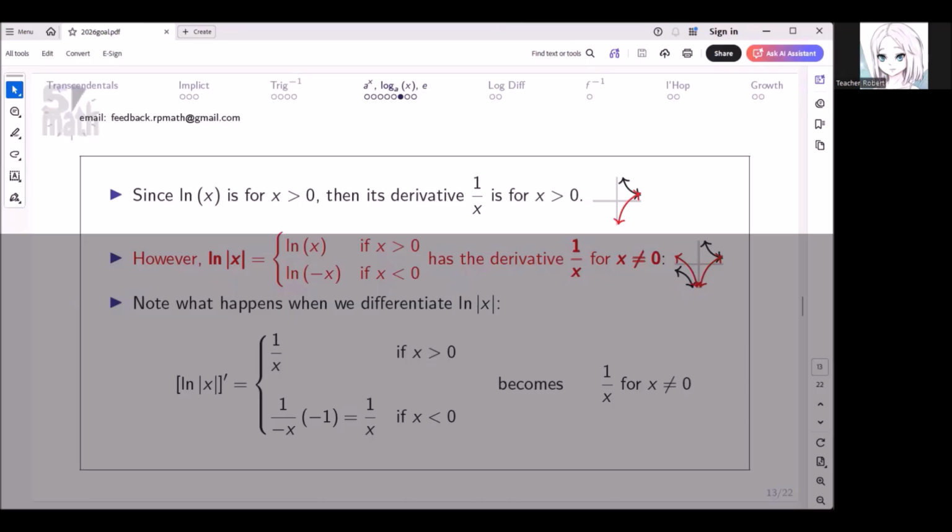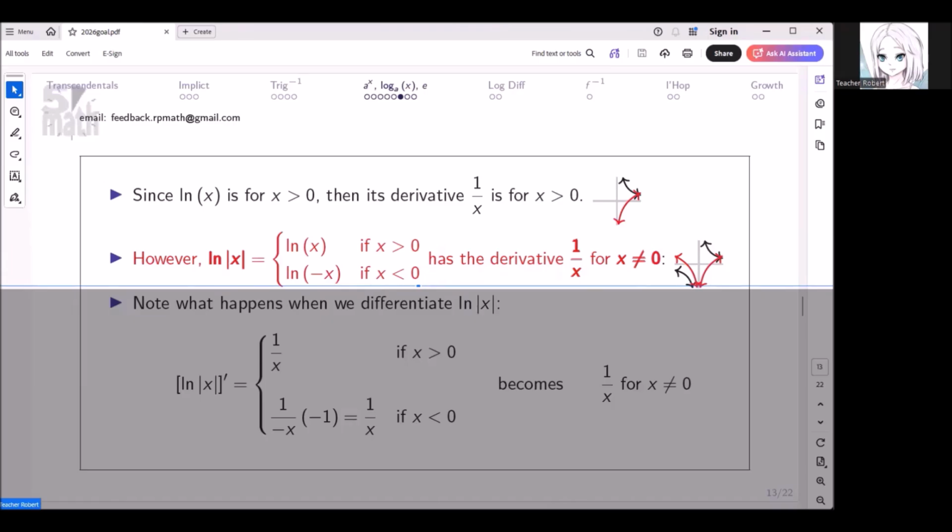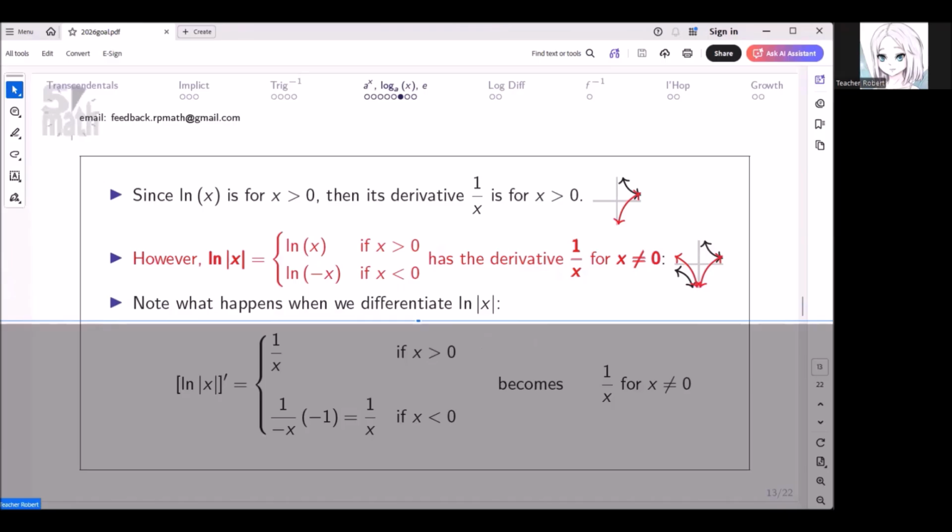Since ln is for x greater than 0, then its derivative 1 over x is for x greater than 0. However, ln absolute value x, which equals this, has the derivative 1 over x for x not equal 0. Note what happens when we differentiate ln absolute value x.